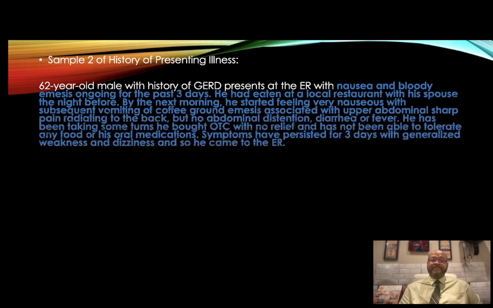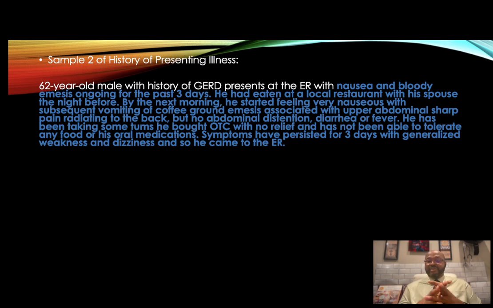And let me give another sample. Okay. So this is a 62-year-old male with a history of gastroesophageal reflux disease, presents at the ER with nausea and bloody emesis ongoing for 3 days. So the mention of a history of gastroesophageal reflux disease was used because the presentation was the nausea and bloody emesis that was related to GI.